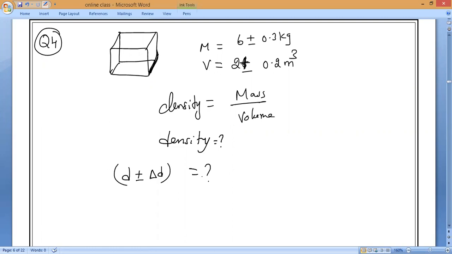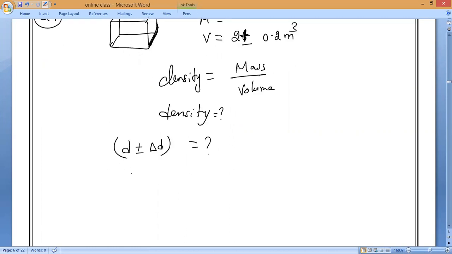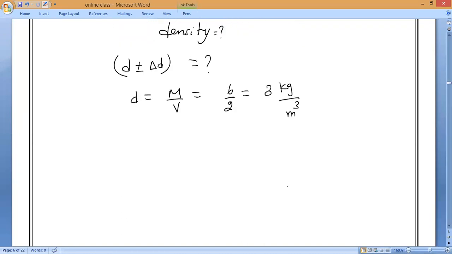Understood, everybody? Yeah, find the delta D. Delta D, first find D. D equals M by V, which equals 6 by 2, equals how much? 3 kilogram per cubic meter. Right or wrong? Am I right?